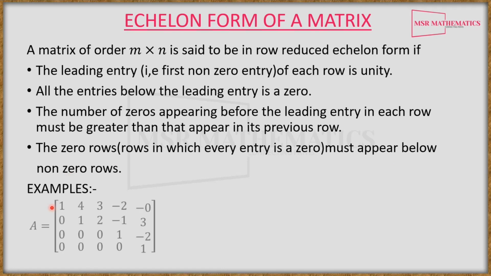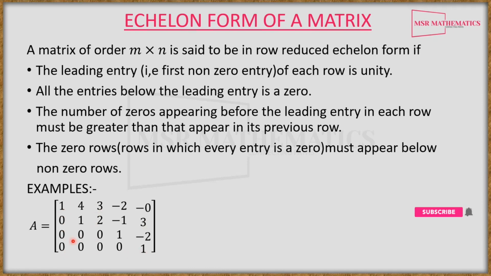Let us take some examples. Here this is an m cross n matrix. Here this is precisely a 4 cross 5 matrix. Here it contains 4 rows and 5 columns. Therefore, this is a 4 cross 5 matrix.